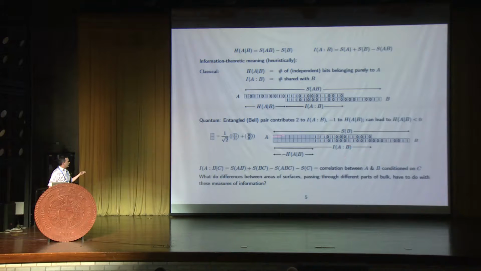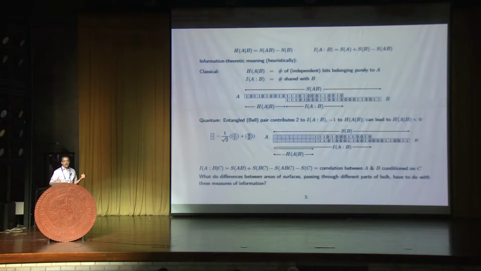This is just sort of the simplest kind of thing that can happen, where you have maximally entangled pairs of qubits. But in general, the entanglement will decrease the conditional entropy, and in fact can make it negative, which is a sure sign that you have entanglement. This can't happen in a classical system.